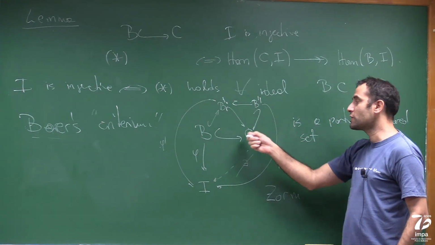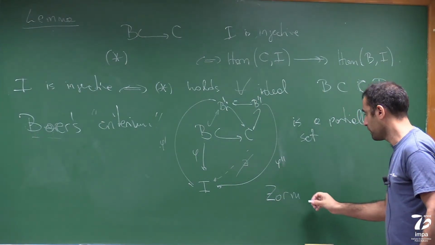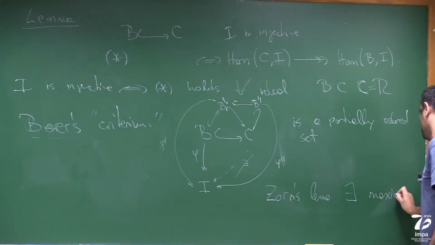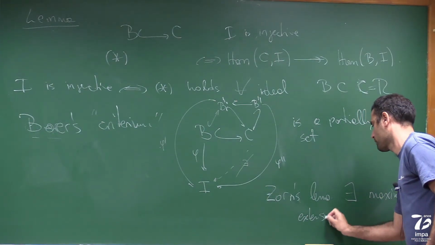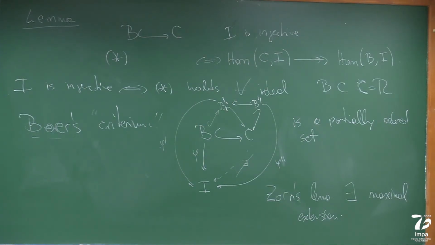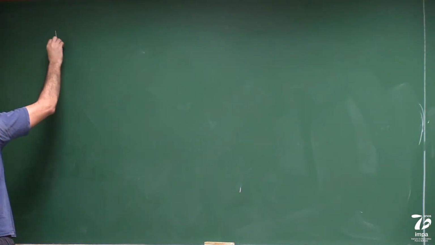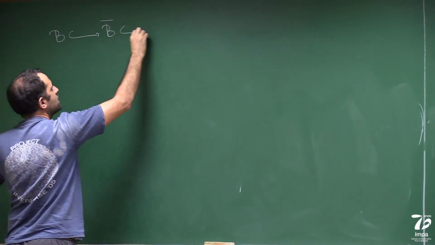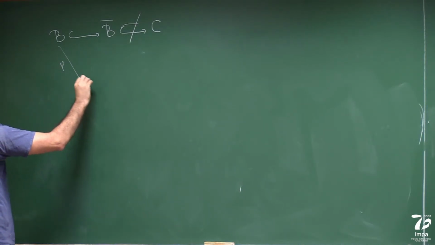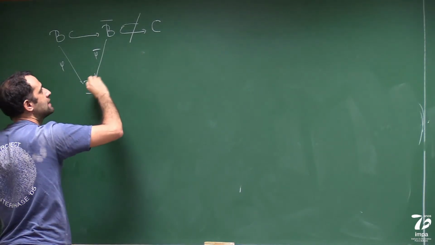The trick again is that all of these inclusions are always inside of a big given universe, which is C. So by Zorn's lemma, there exists a maximal extension. Let's call that extension B bar. So we have our B, which is inside B bar, which is inside of C. And these two are not equal, because I've claimed that I cannot extend to C. My original phi to I extends to phi bar here, but it does not extend to the whole of C.